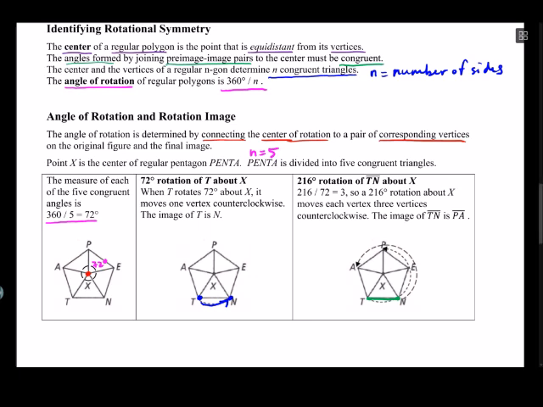Well, how far are we going to go? Well, 216 divided by 72, because we know that's one rotation, is 3. So we are going to rotate point T 1, 2, 3 places. That would be T prime. T prime is P. And we are going to rotate point N 1, 2, 3 places as well. So it ends up there. So the image of segment TN is segment PA.